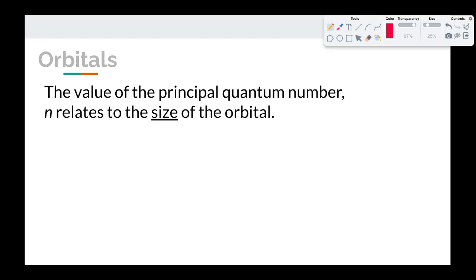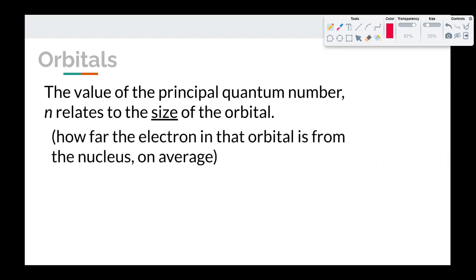Now here are the interpretations of the three quantum numbers as they relate to orbitals. The principal quantum number n relates to the size of the orbital. In other words, how far the electron in that orbital is from the nucleus on average. So the bigger n is, the bigger the orbital is, and the farther away the electron is going to be most of the time from the nucleus. In some other terminology, this is also called the electron's shell.